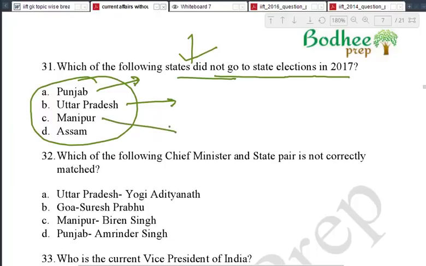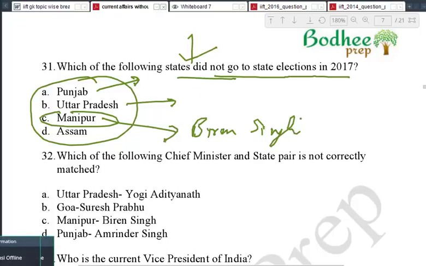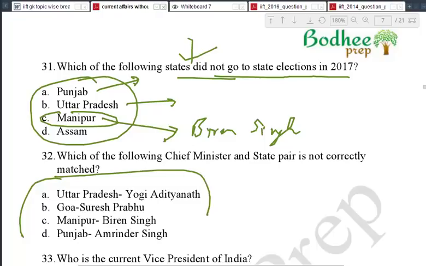Who is the chief minister of Uttar Pradesh? Adityanath. Now you have a difficulty. Manipur. Now you don't know because he is not often in the limelight. But there might be a question: who is the CM of Manipur? Biren Singh. I think it's Biren Singh. Which of the following chief ministers is not correctly matched? Goa, a very simple option, because the moment I said Biren Singh, this becomes very clear. So you will have the only option.